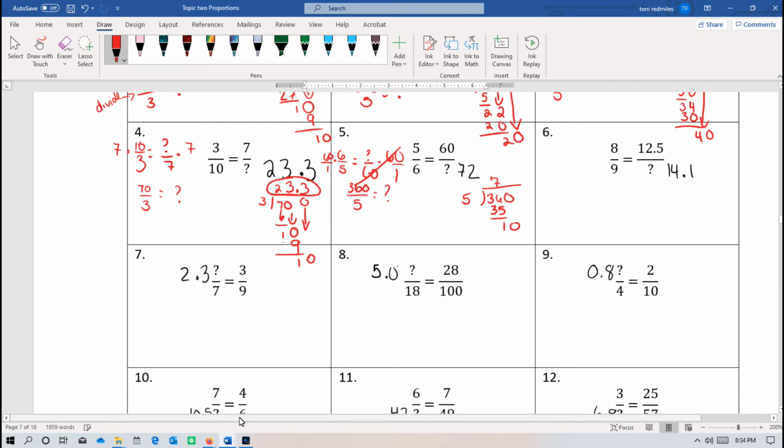All right, so 5 goes into 10 2 times, and we get to stop. That's it. It worked out perfectly that time because I get a 0 when I'm done. So the answer to this one is 72.